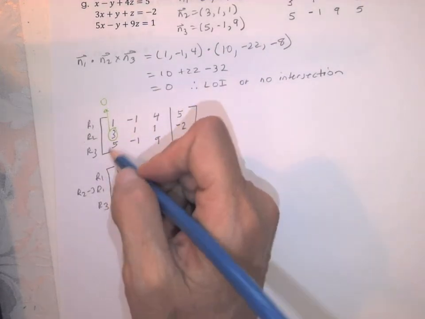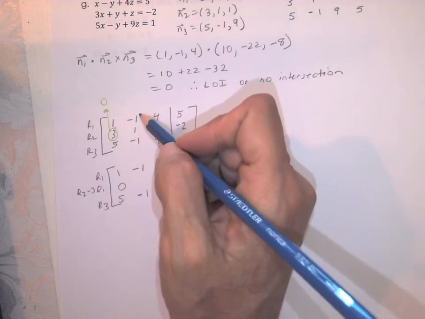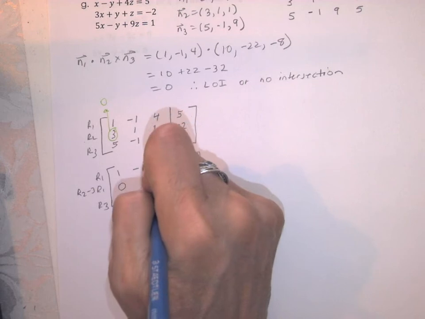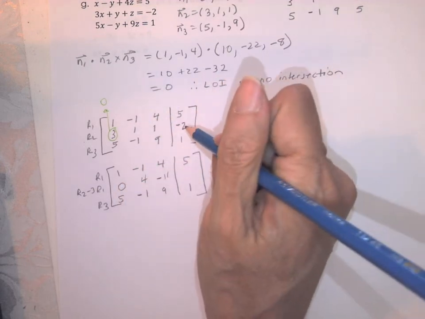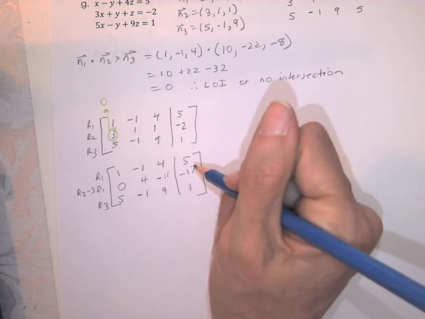And then, row 2 minus 3 row 1s gives me 0 there. 1 plus 3 is 4. 1 minus 12 is negative 11. Negative 2 minus 15 is negative 17.